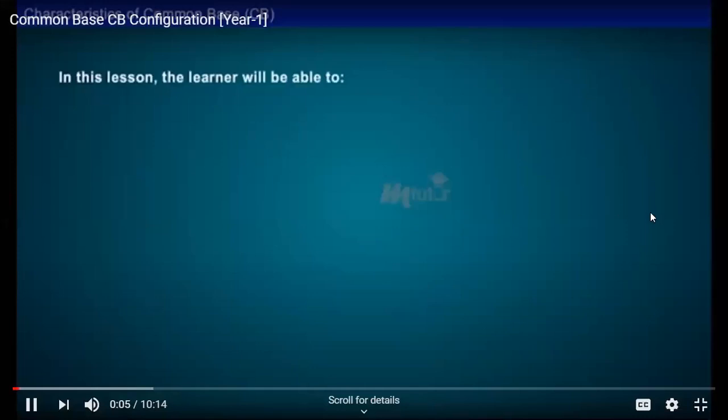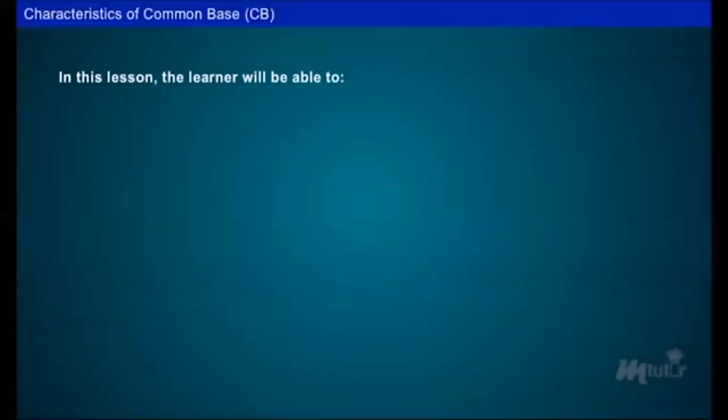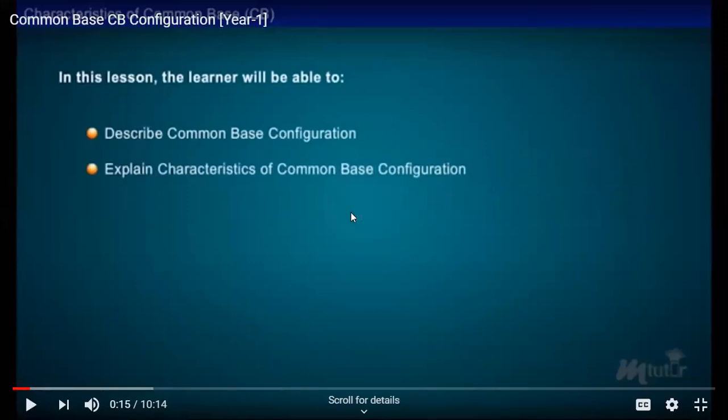Characteristics of common base CB. In this lesson, the learner will be able to describe common base configuration, explain. Is it audible? Is it audible? Yes, sir. Okay, right. Characteristics of common base configuration.